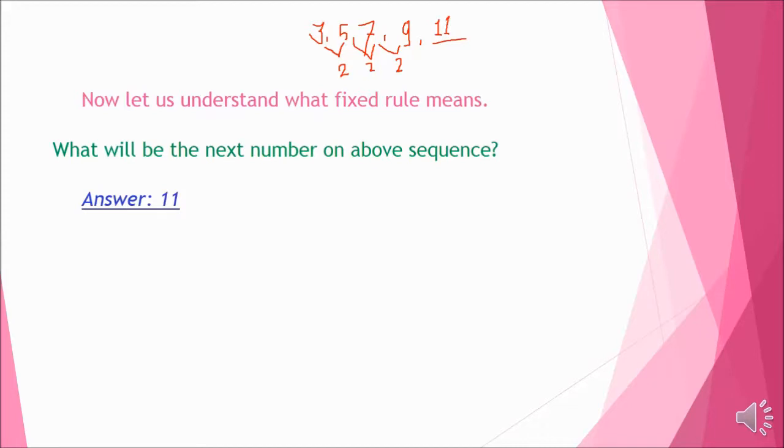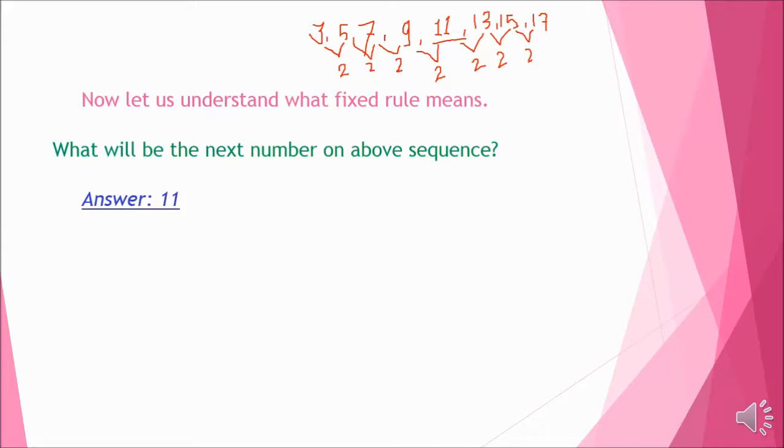Now the gap between every number in this sequence will be 2. So next will be 13, isn't it? The gap must be 2. Next will be 15. We can easily write many more: 15, 17, isn't it? We must keep the gap 2, so this is the fixed rule. Now we can call this a sequence.